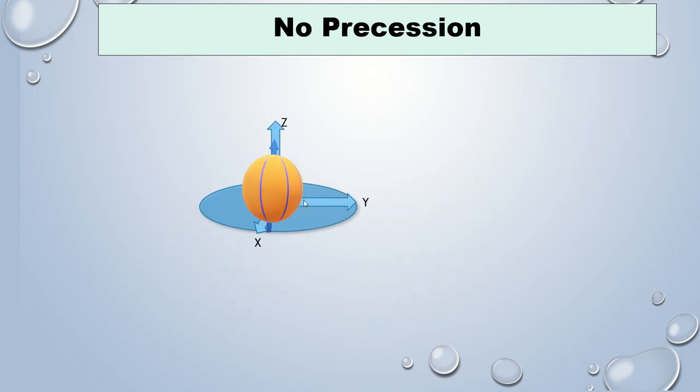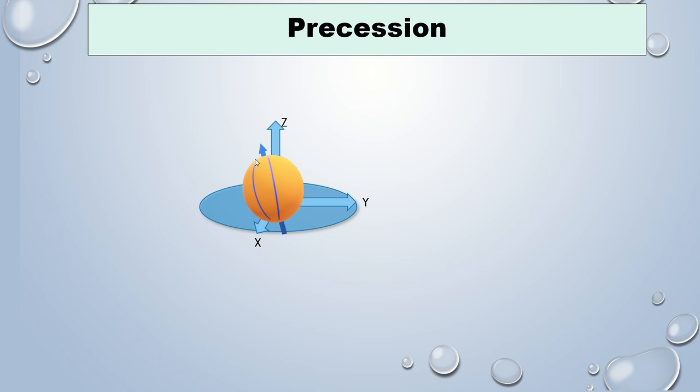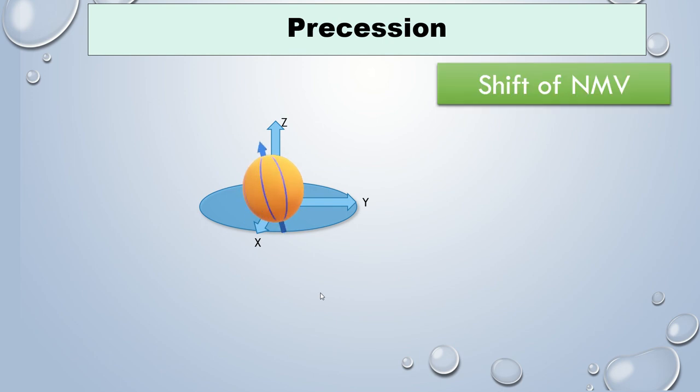If there is no precession, most of the magnetization is going to be in the longitudinal direction, in the z-axis. But if there's precession, there is a potential to develop transverse magnetization, because there's a shift in the net magnetization vector from the z-axis to the x and y axes.